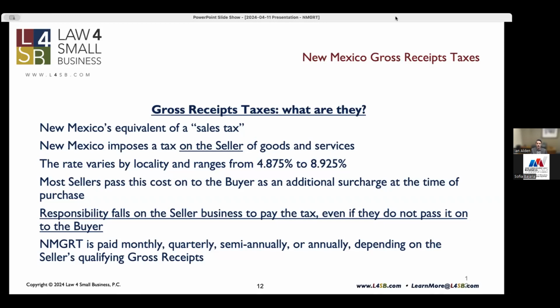Localities tack on their own percentage to this tax. So like Albuquerque taxes an extra 2.5-ish% to the state level gross receipts tax. Santa Fe taxes more, and so on and so forth. But you pay it to the state, and then the state will pay the localities their share.